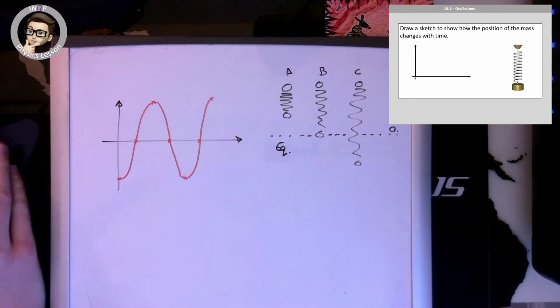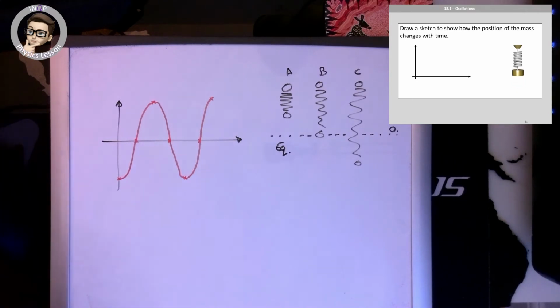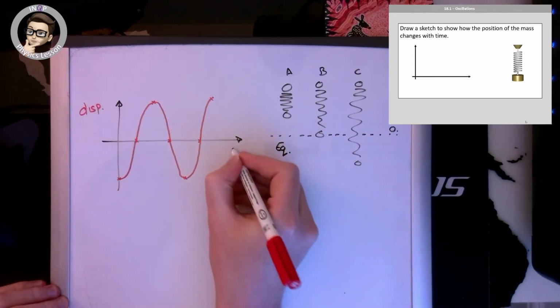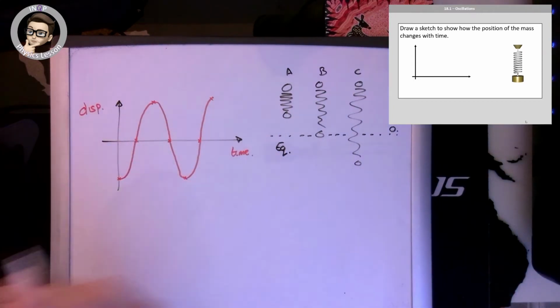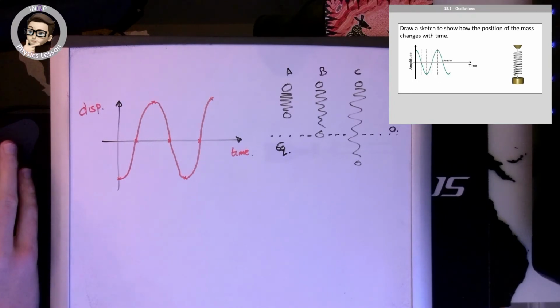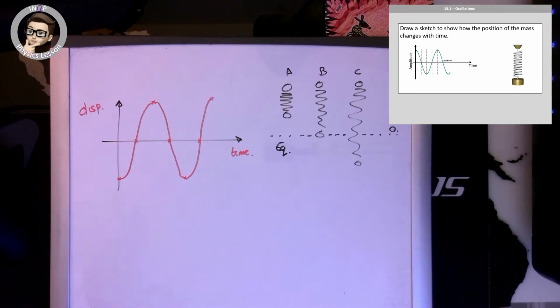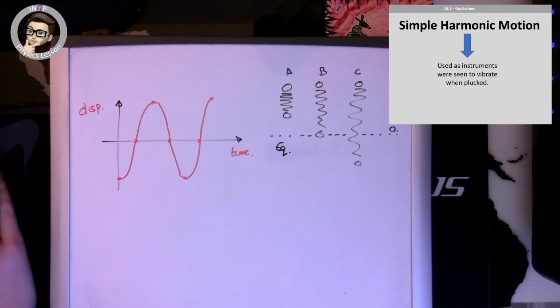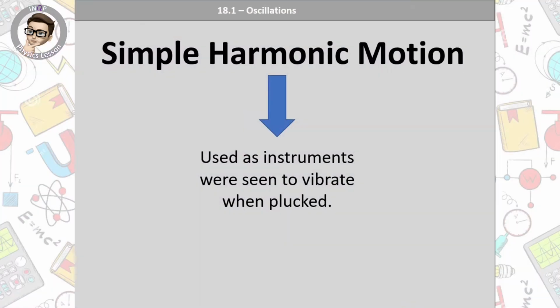So there we have a sketch to show displacement, and let's put some labels: displacement versus time for an object in simple harmonic motion. So we end up with something that looks like that, as you can see there. We'll just go back to the PowerPoint for a second.